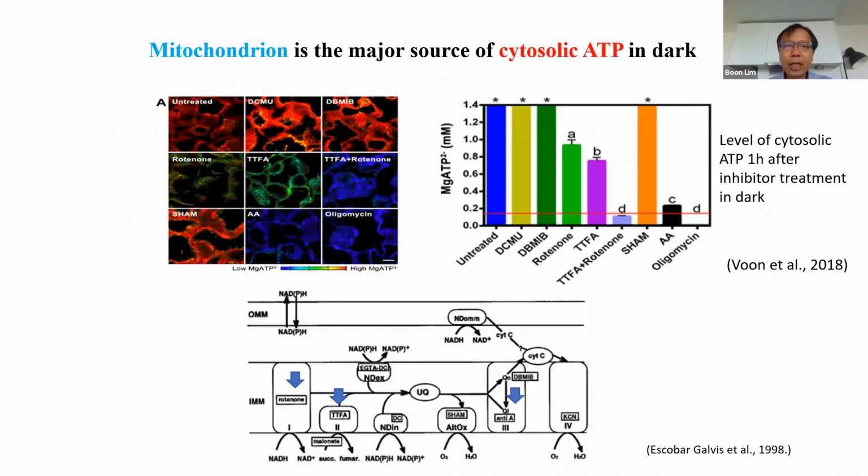Then using our ATP line, we can also test different inhibitors. And you can see that using rotenone and TTFA, which are the complex 1 and complex 2 inhibitors, we can lower the cytosolic ATP to about 0.8 to 1 millimolar. And if we use oligomycin, then mitochondria cannot generate ATP, and then the cytosolic ATP disappears. So this proves that mitochondrion is the major source of cytosolic ATP in the dark.